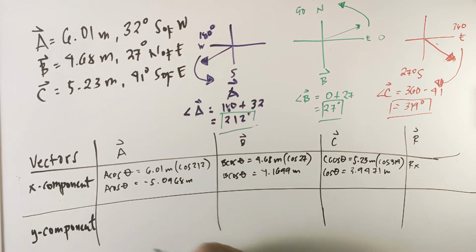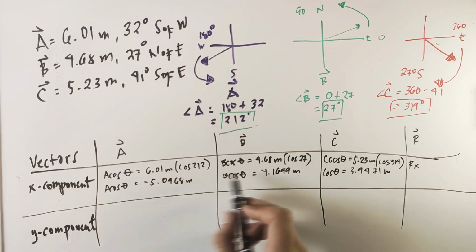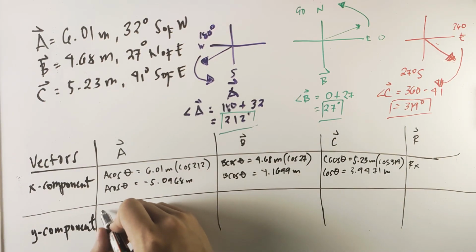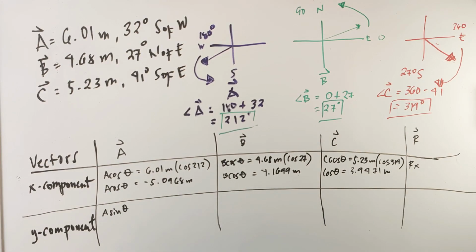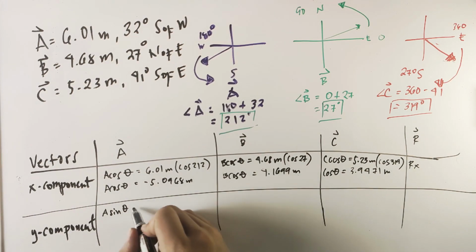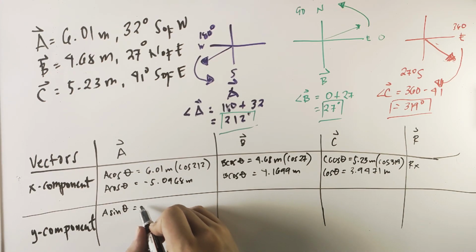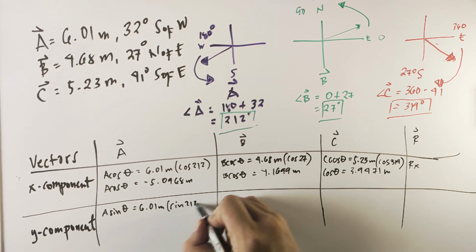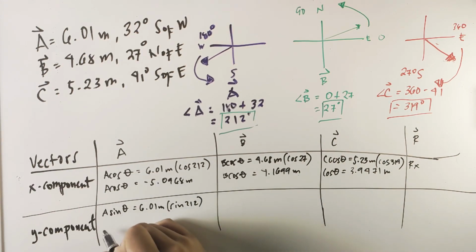So for our A sub Y, by the way, these are A sub X, B sub X, and C sub X. Okay, don't forget. So for A sub Y, we have A sine theta, which is basically the same as the one we have here, so that's sine 212. Okay, so what's the answer for this?